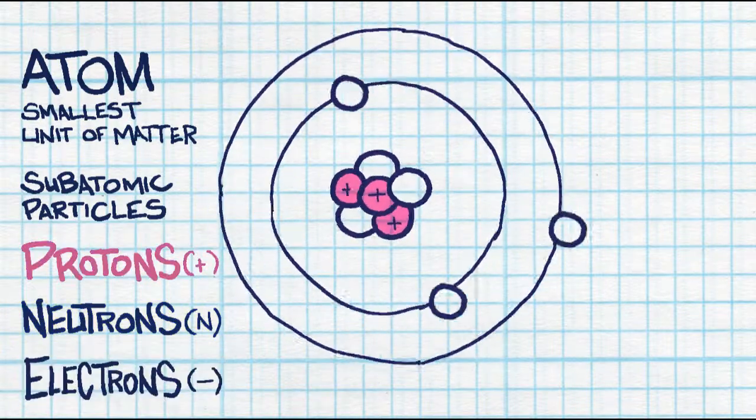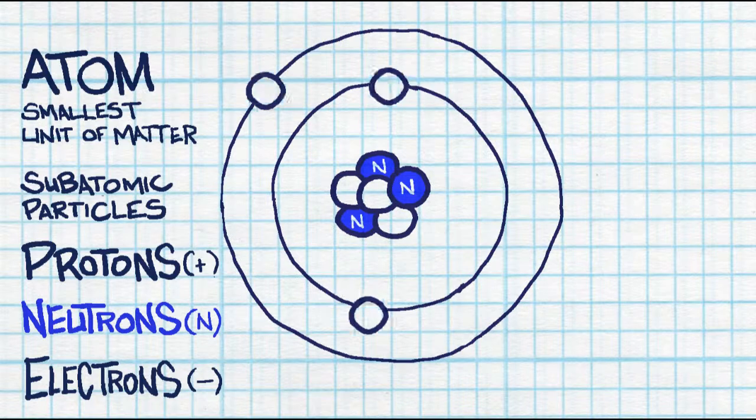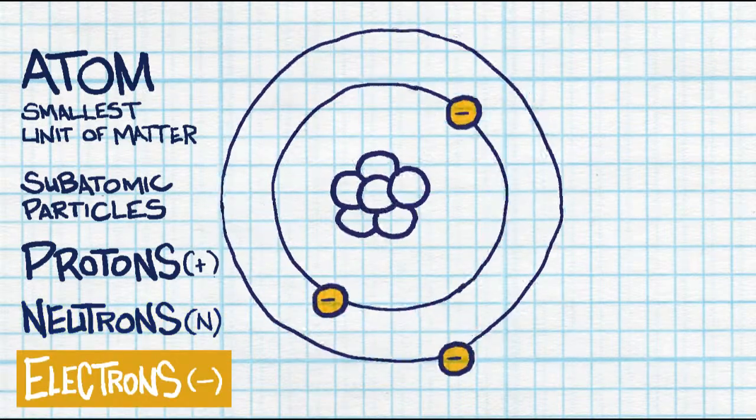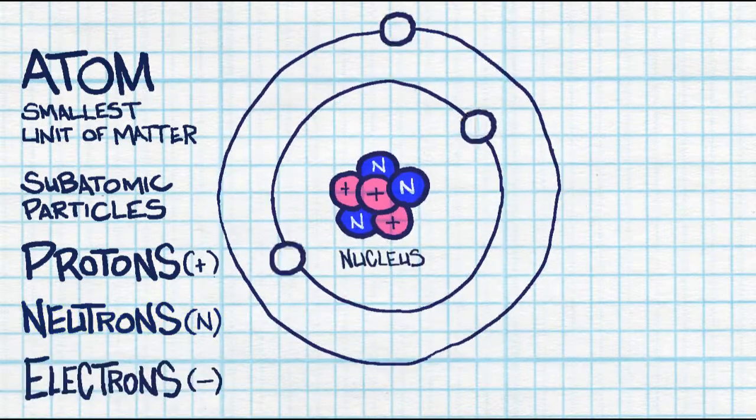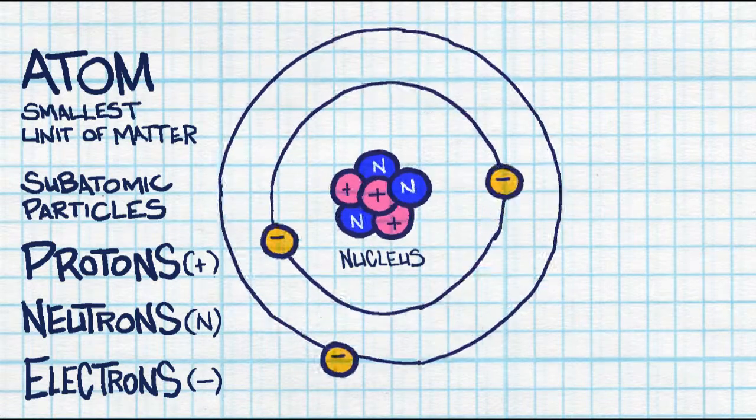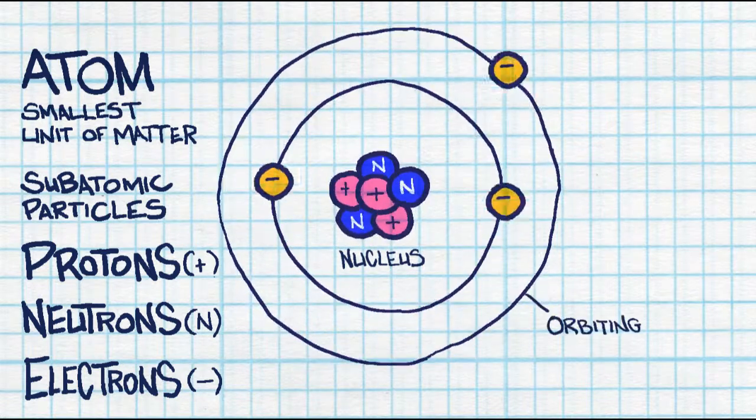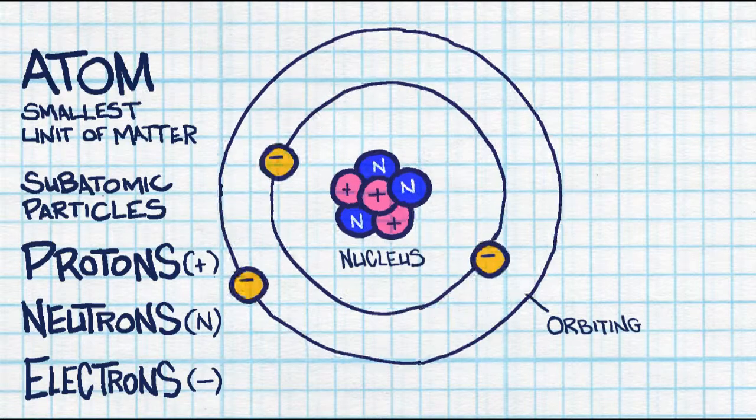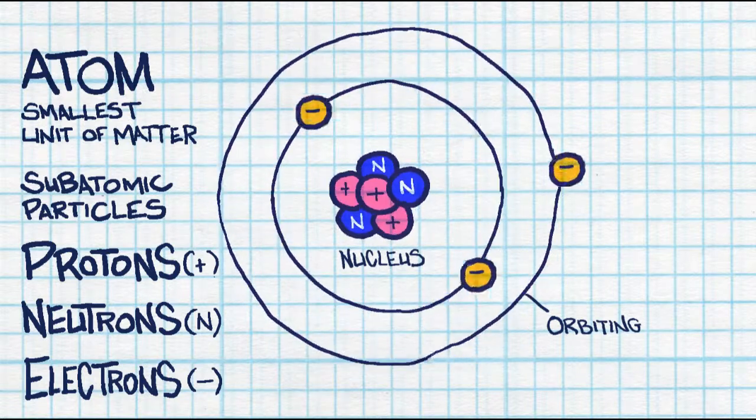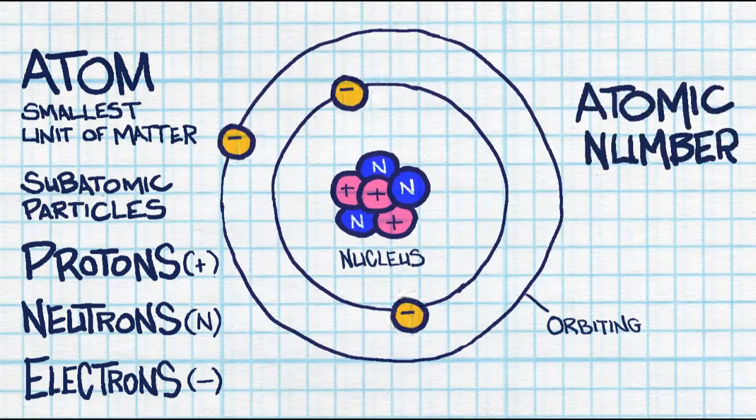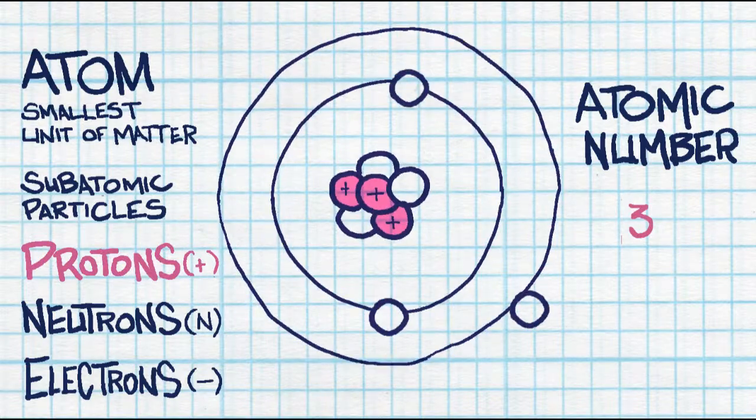Protons have a positive charge, neutrons have a neutral charge, and electrons have a negative charge. The protons and neutrons can both be found inside the nucleus, whereas the electrons are going to be orbiting around. If you have an atom and you're not sure which element it is, you're going to count up the atomic number, which is going to be the number of protons. That's what identifies an element.